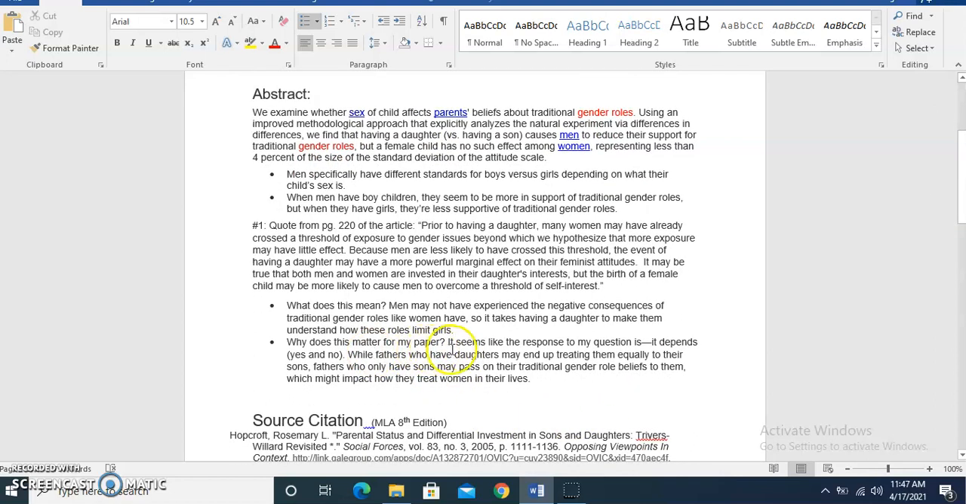So why does this matter for my paper? It seems like the response to my question is, it depends. Yes and no. While fathers who have daughters may end up treating them equally to their sons, fathers who only have sons may pass on their traditional gender role beliefs to them, which might impact how they treat women in their lives, maybe in a negative way, right? So again, that explanation, here's why it matters, that's really going to help the audience see what this article is doing for your paper, right?